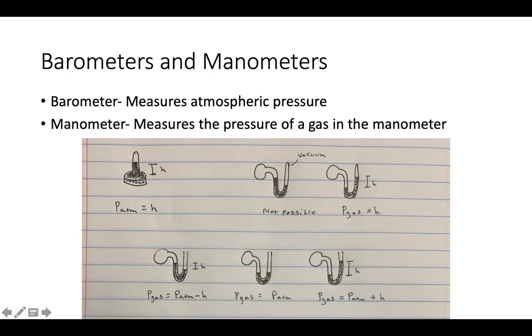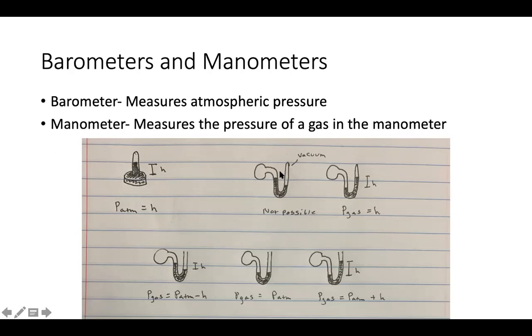So again, this is showing all your situations. And so here's your barometer, right? We talked about how it worked, but your atmospheric pressure, which is what it measures, is always just going to be equal to the height, okay? It's that simple and easy for a barometer, okay? In terms of a manometer, remember we have 2 different types, closed and open types. Okay, and so we're going to look at the closed types first.